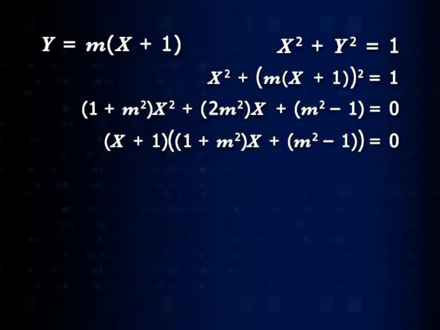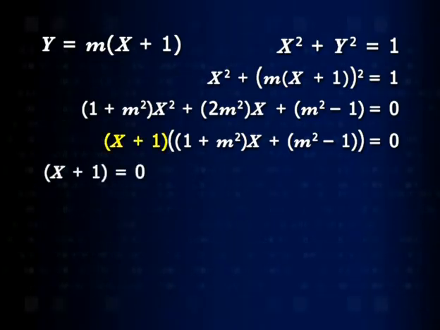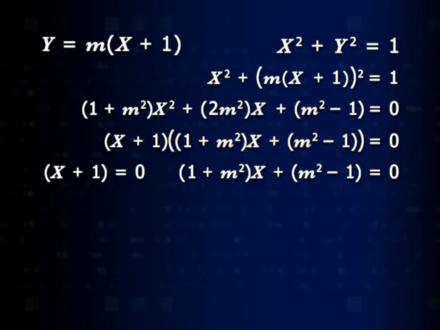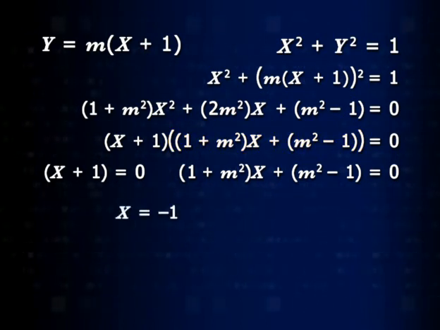Those are the only possibilities. So we have two solutions. Well, to find our two solutions, we see that either the first factor, x plus 1 equals 0, or the second factor, 1 plus m squared times x plus m squared minus 1 equals 0. Now, the first equation gives us that x equals negative 1, which is our original point of intersection, negative 1 comma 0. So we've learned nothing new.